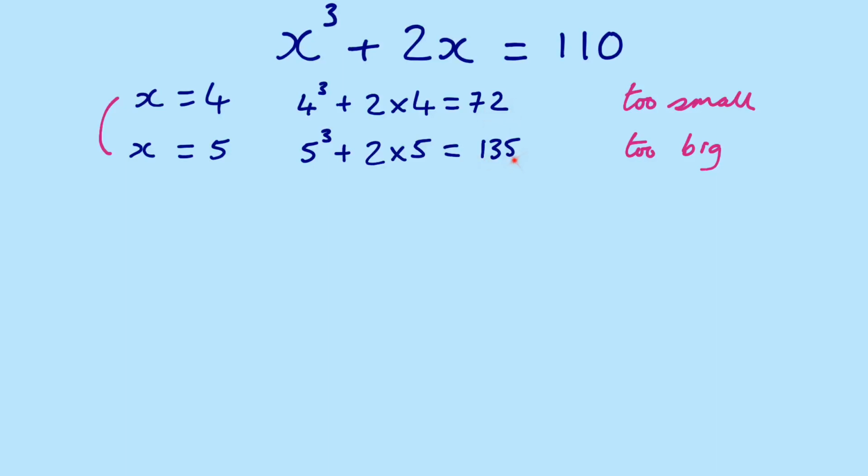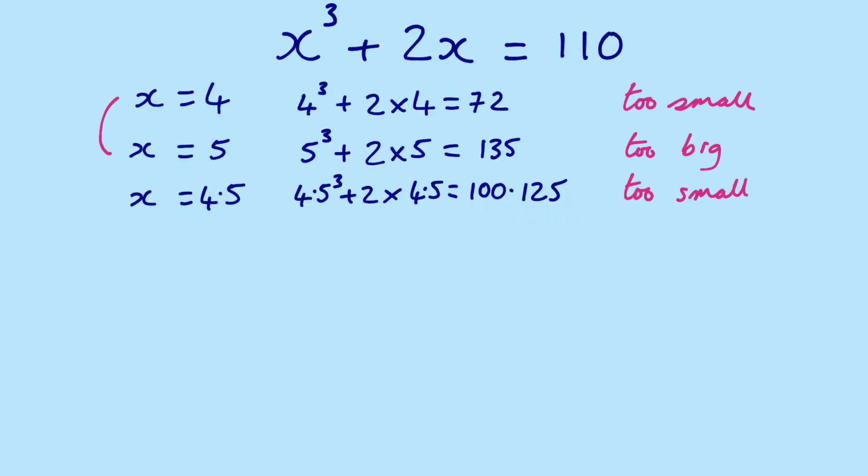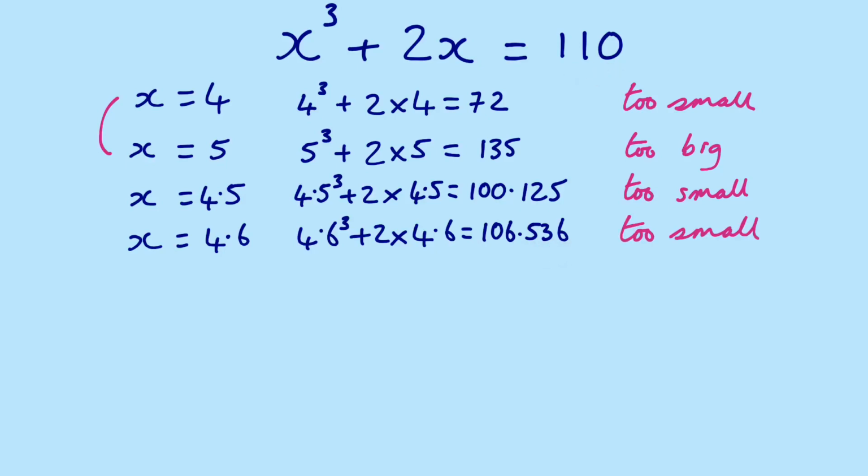Now as you can see, both these numbers are roughly equal distance away from 110. So what we'll try is 4.5 next. Now that will give us an answer of 100.125. Now that is too small. So then let's try 4.6. So when we substitute that in, that gives us 106.536. It's still too small. So then we'll try 4.7 and substitute that in, and we get 112.923.